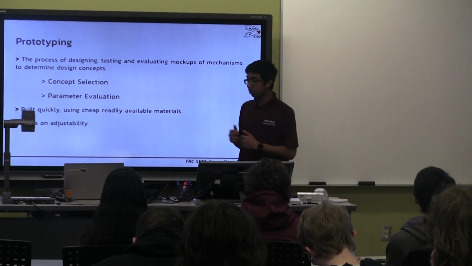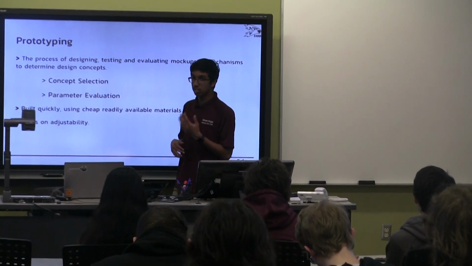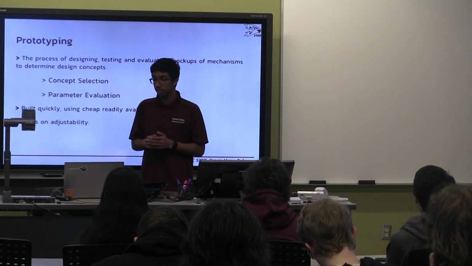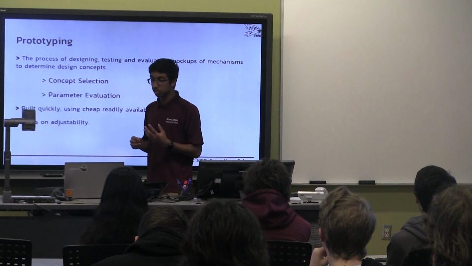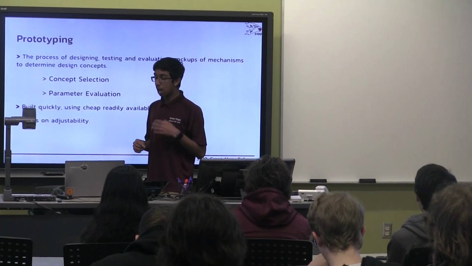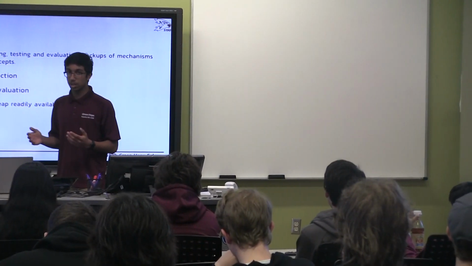And then parameter evaluation is talking about the specific criteria that is assigned to this kind of stuff. So like, what is the most efficient way to do this? What measurement should I use? And how fast do I want my intake to grab my cube?